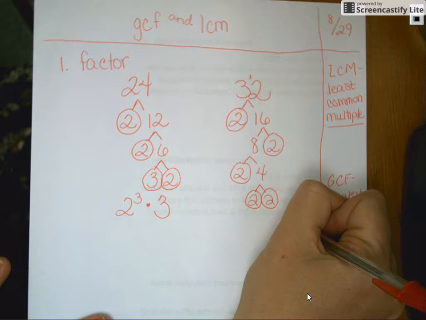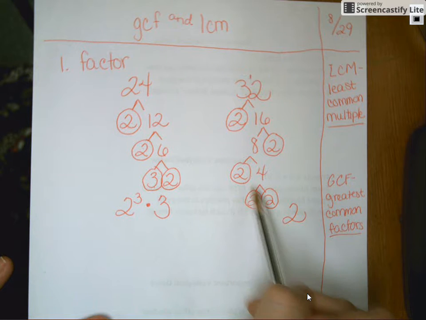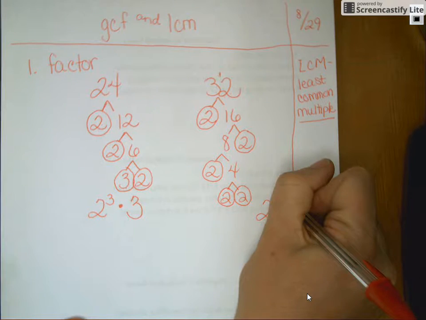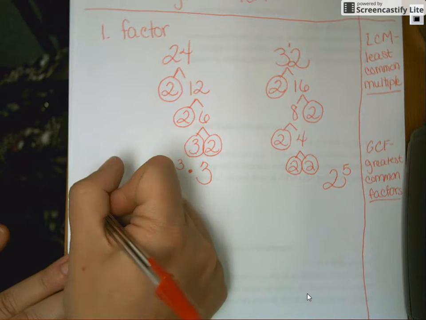Okay, so this time I have 2, and I have 1, 2, 3, 4, 5 2s, so it would be 2 to the 5th power. So the first thing I did was just factor, the same that we learned yesterday. Now let's go to the second step.